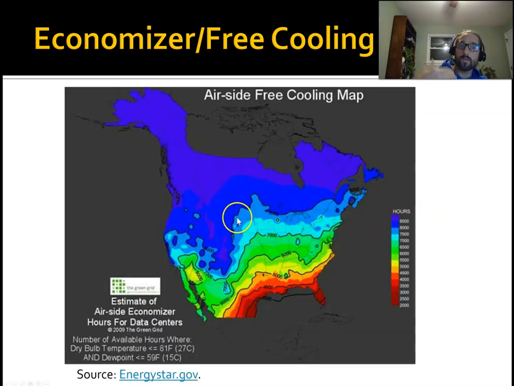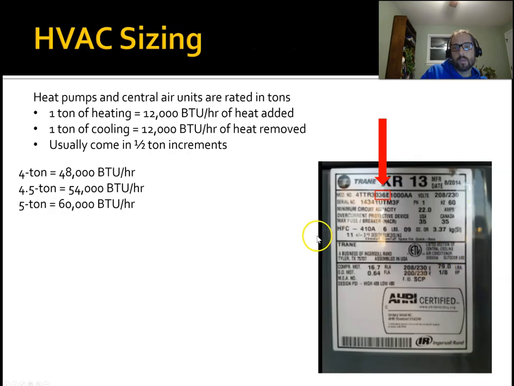As you might imagine, the further north you go, the more opportunities you have. This is from EnergyStar.gov, and it shows you the approximate number of hours of free cooling available across North America. You can see up here you can use 8,000 hours of free cooling, which is a lot. Even in Florida, you can use thousands of hours of free cooling. Overnight, it can still drop down and be cool enough that you can use that free cooling. So that's an economizer.